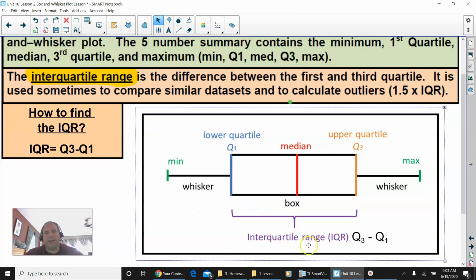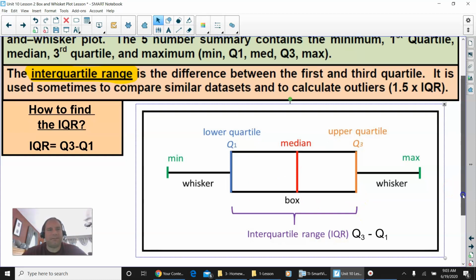I just want to make sure you understand that interquartile range is sometimes shortened to IQR. You would have to know that's the interquartile range. And it is Q3 minus Q1. All right, and we'll get into some of that, and that's it. How do I find the interquartile range? Q3 minus Q1. It's right here, and I put it here as well.